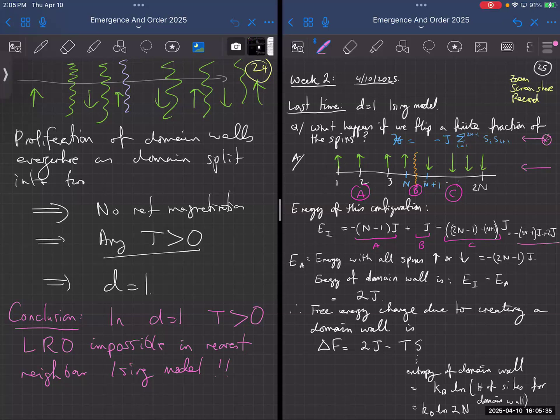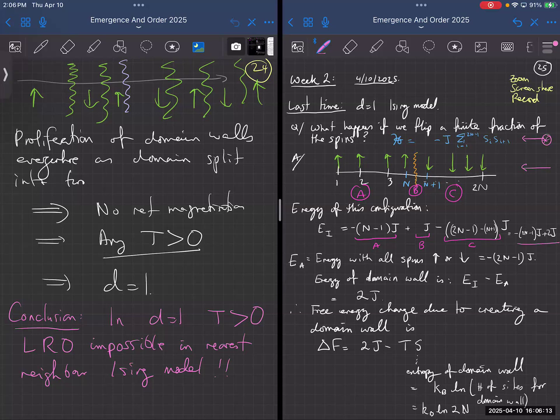On the other hand, if I have the system with the spins all pointing up or all pointing down, there are 2n minus 1 terms in this Hamiltonian. So the energy of the domain wall configuration, taking away the energy of the configuration with all the spins pointing up or all pointing down, is just 2J. You simply subtract these two numbers and you get the term 2J. So that's the energy cost for creating a domain wall. It's a positive energy cost.